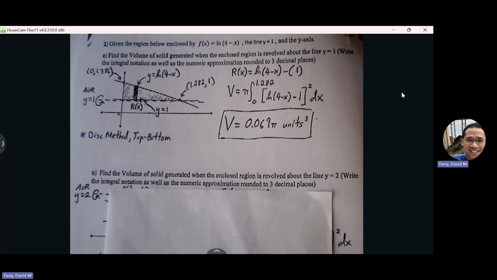Okay, spend a few minutes, try part B. I know we might not be finishing class, but at least we can start it. We can reuse a lot of the same information from part A. But now we have a different axis of revolution.